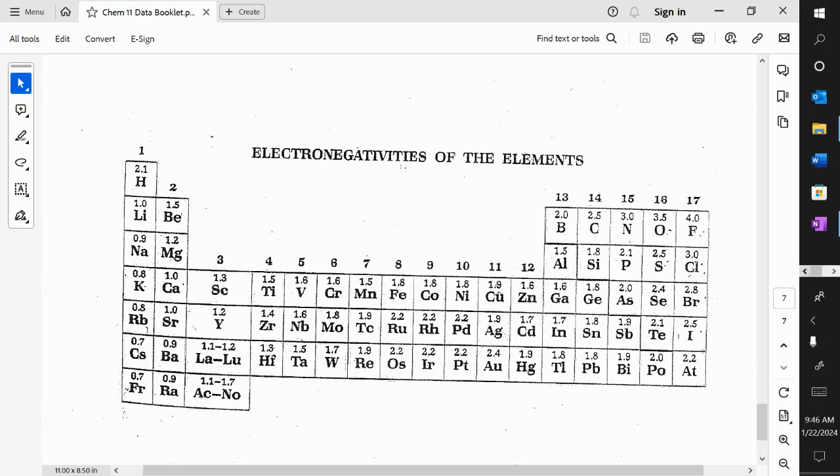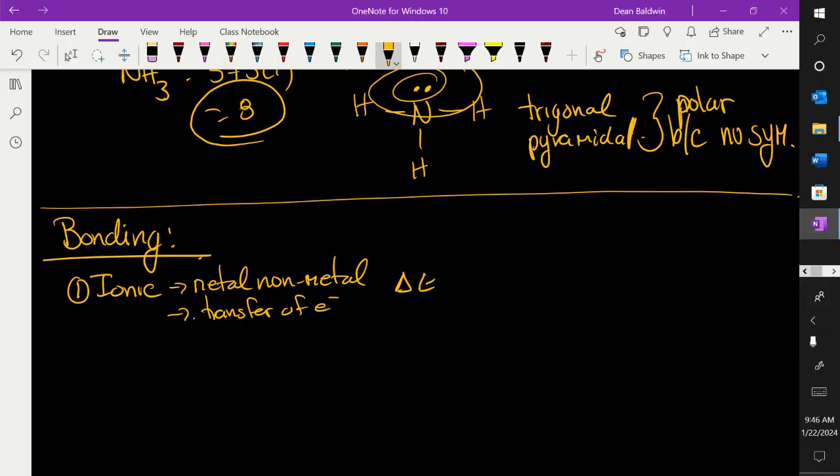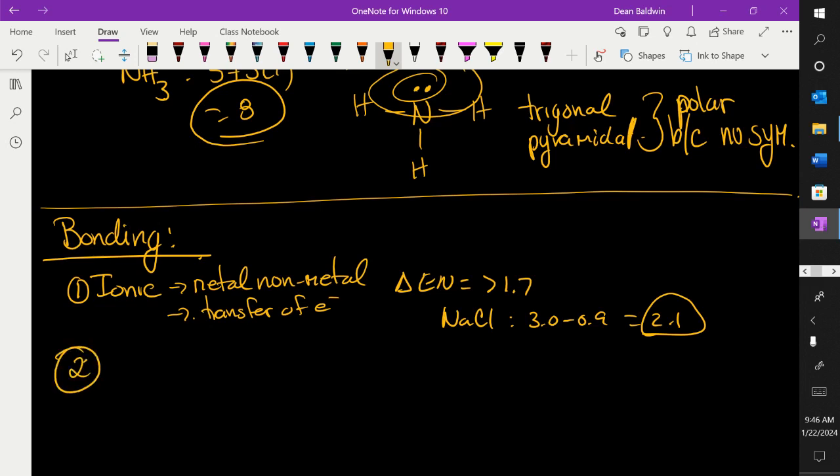So the change in electronegativity difference is greater than 1.7. So if we did NaCl, it's going to be 3.0 minus 0.9, 2.1. So if the electronegativity difference is greater than 1.7, it's ionic. Okay? What other type of bond did we have? Polar, which is a covalent bond.